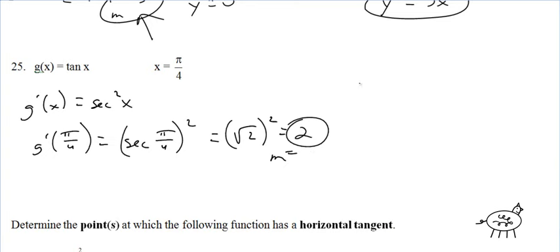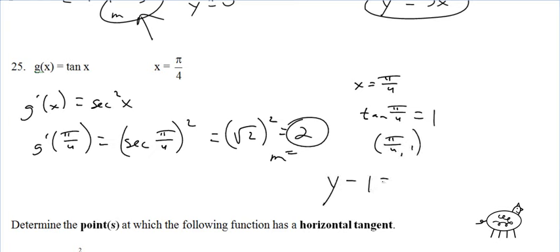And let's figure out our y. Our x is pi over 4, so our y value is going to be tangent of pi over 4. Well, tangent of pi over 4, 45 degrees, is 1. So our point is (pi over 4, 1). So my equation is y minus 1 is equal to the slope, which is 2, times x minus pi over 4. Okay, not too bad.